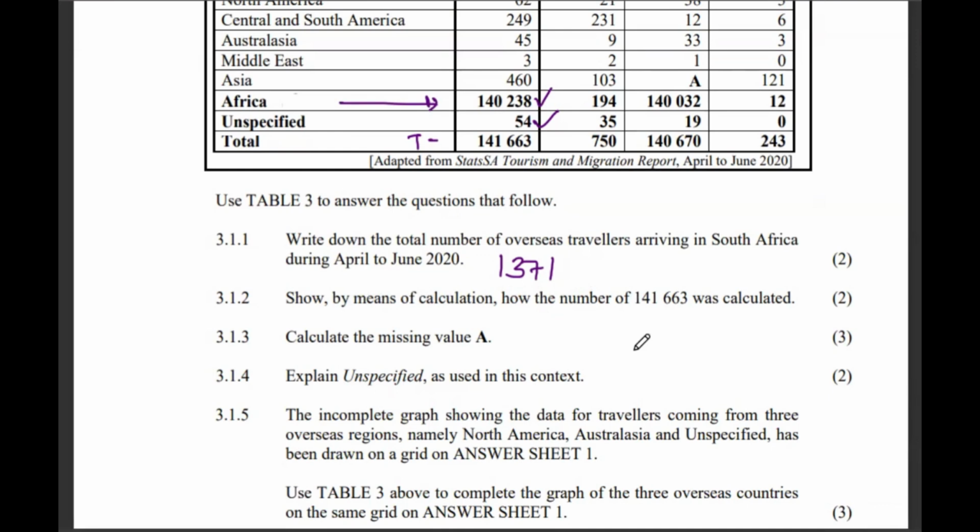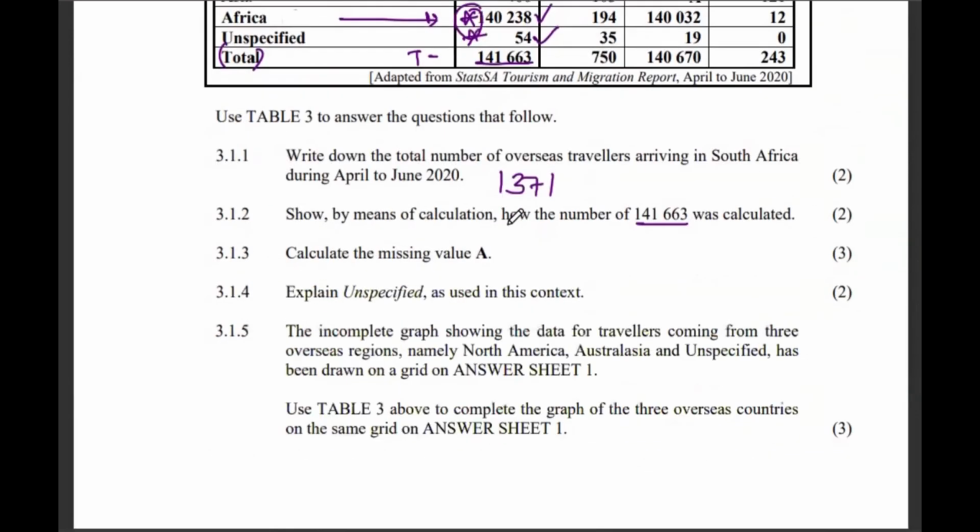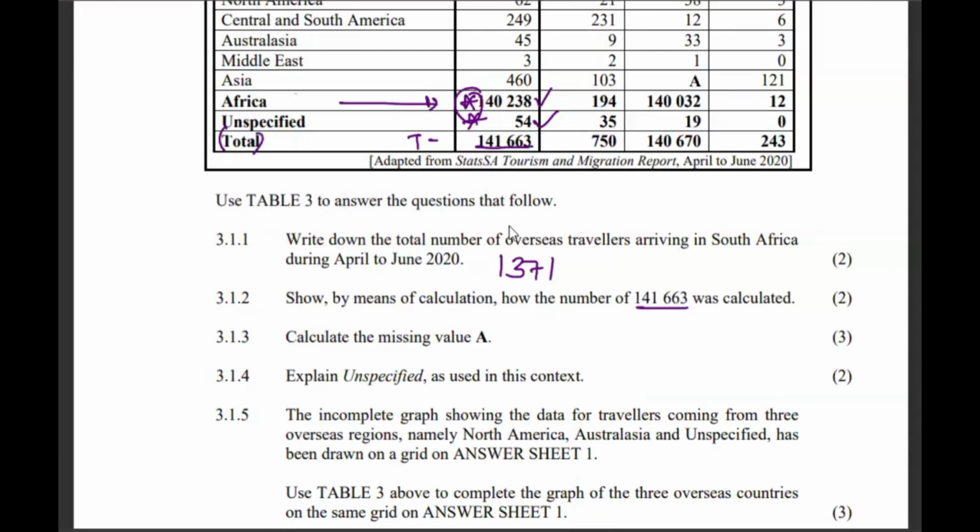141,663 was calculated. So when we look at this, it's the same as this number here, which is the total number. That means they added everything: the overseas, Africa, and the unspecified. So that's all we have to do here. We say the overseas here plus that of Africa. That of Africa is 140,238 plus 54.